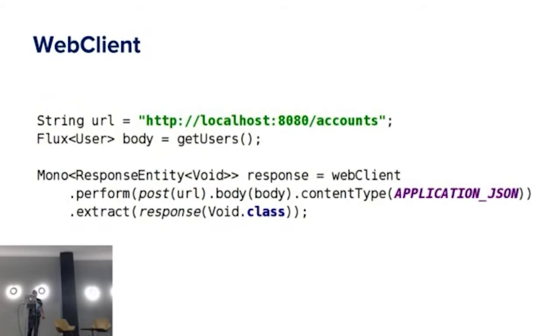And then finally, we have our web client. So if we're making calls from service to service on the back end, typically you use a REST template. I think we're going to have REST template support that wraps a reactive web client, but this is how it works. So you have your web client, you'll perform, in this case, I think we're making a post, describe your content type, and then extract the response.